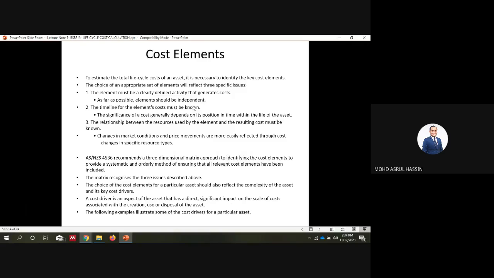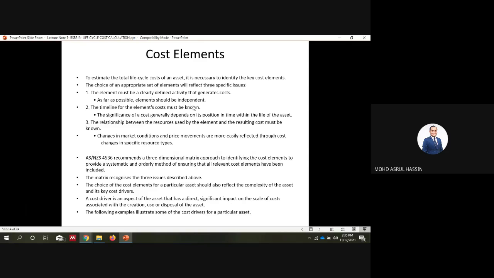Cost elements: to estimate the total life cycle cost of an asset, it is necessary to identify the key cost elements. The choice of an appropriate set of elements will reflect three specific issues. The element must be a clearly defined activity that generates costs. As far as possible, elements should be independent. The timeline for the element cost must be known. The significance of cost generally depends on its position in time within the life of the asset.